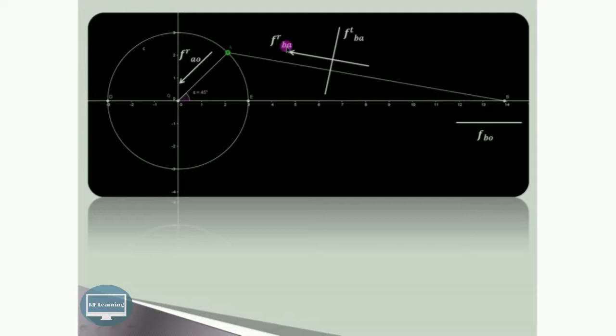So radial acceleration is given by the square of the velocity vector divided by the link length. Now as this connecting rod is oscillating non-uniformly, it will have both radial acceleration as well as tangential acceleration. And as this slider is sliding, it will have only linear acceleration, that is FB with respect to O.